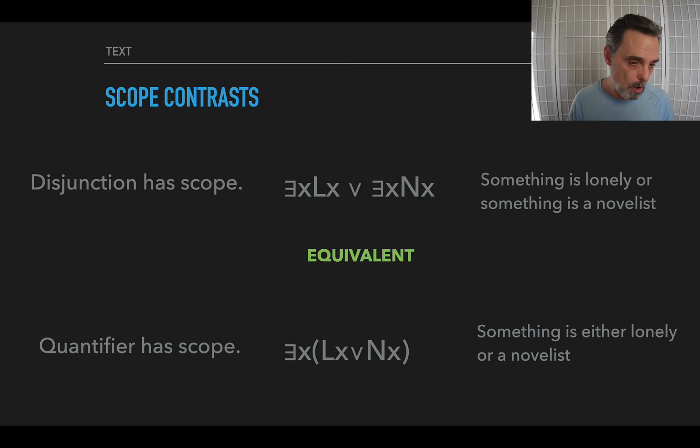But although they have different grammar, these two turn out to always say the same thing. If there's something that's lonely, then both of them are true. If there's something that's a novelist, both of them are true. If there's something that's both, they're both true. But if nothing is lonely and nothing is a novelist, then they're both false. And you can verify that by just working through what happens when something is lonely. They both come out true. What happens when something is a novelist? They both come out true. What happens when something is both? They both come out true. When something is neither, neither comes out true.